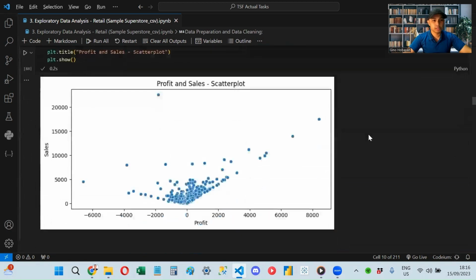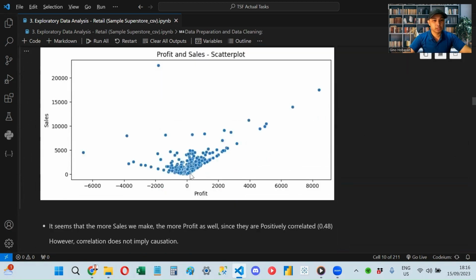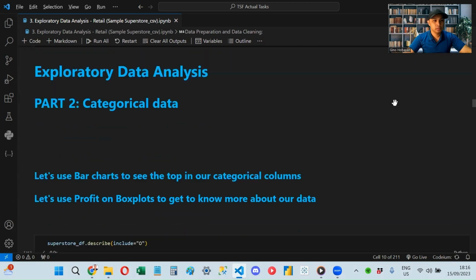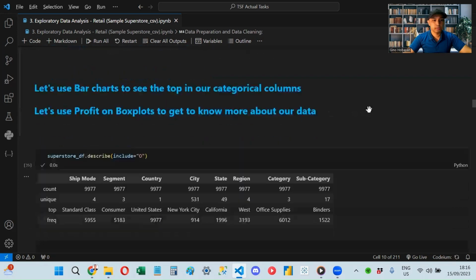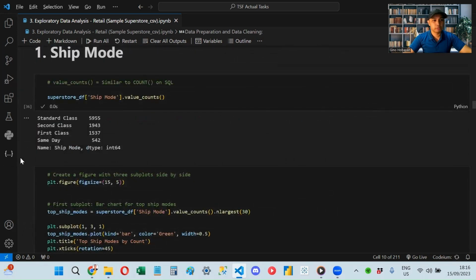For profit and sales, it seems that the more sales we make, the more profit as well, since they are positively correlated. However, again, it does not imply causation, and we can see this outlier. It has more than 20,000 in sales, but it's negative in profit. Part 2 is categorical data. We'll just be inspecting all of this quickly.